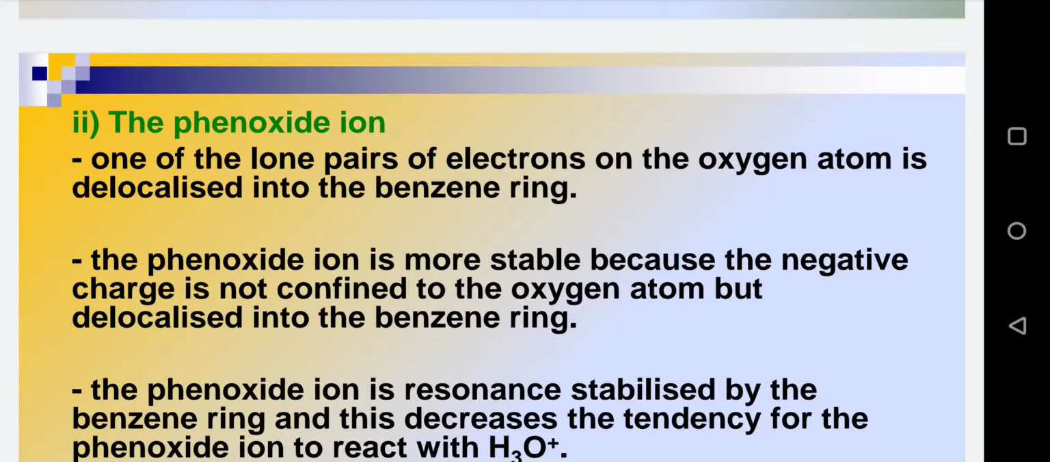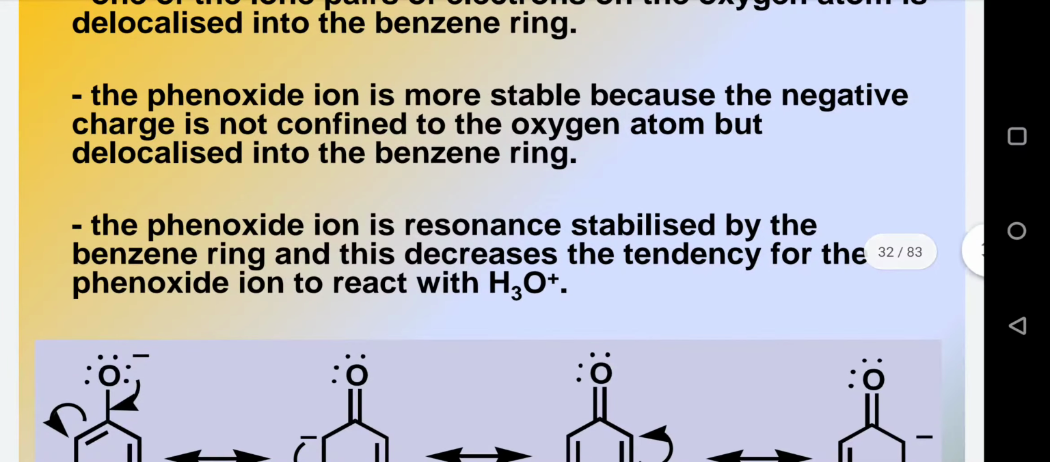The second point is that the phenoxide ion is more stable because the negative charge is not confined to the oxygen atom but delocalized into the benzene ring. The third is that the phenoxide ion is resonance stabilized by the benzene ring, and this decreases the tendency of the phenoxide ion to react with hydronium ion.